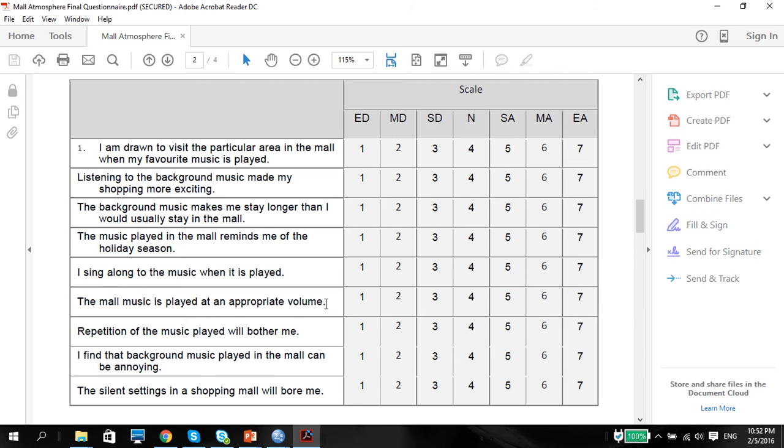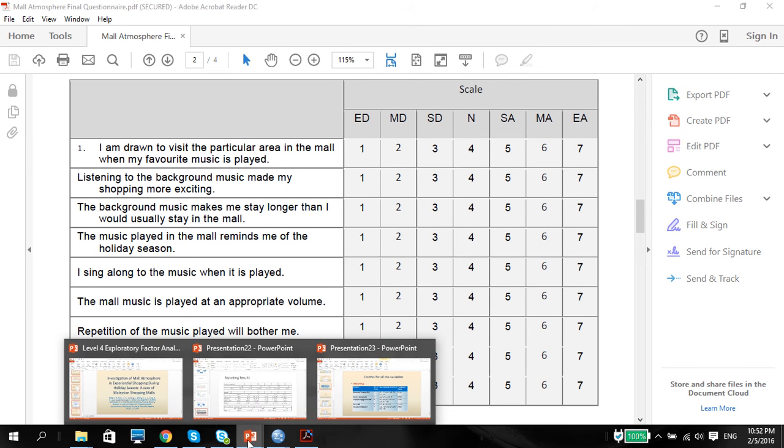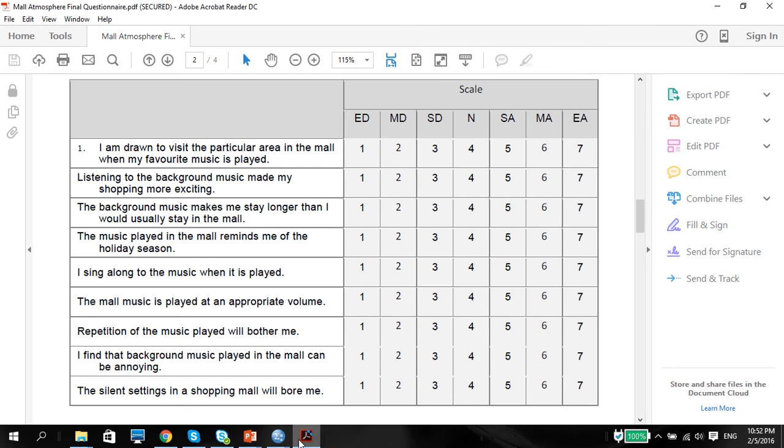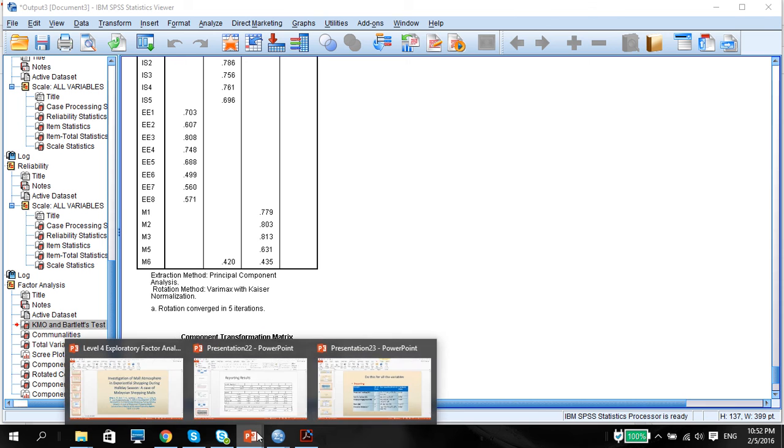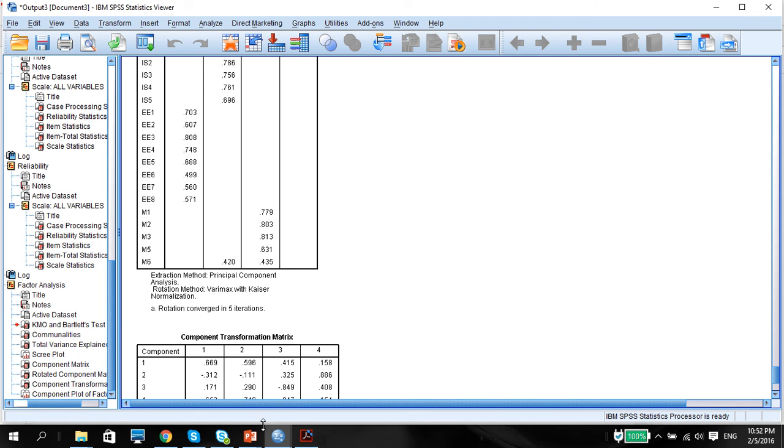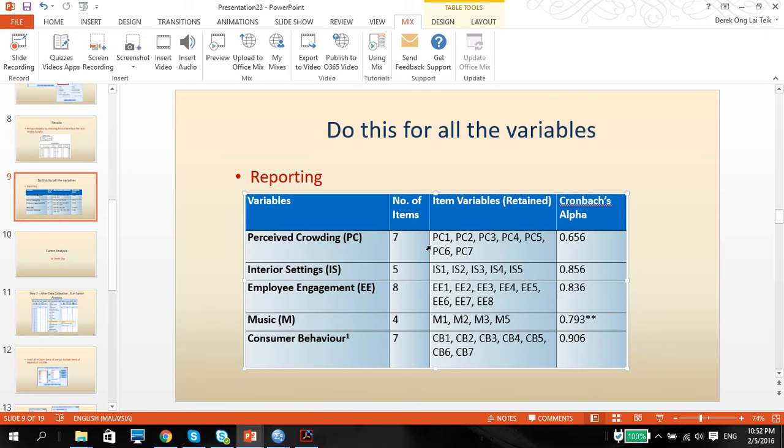So this is going to be a problem with a lot of multi-item scales. Usually the easiest way to deal with this problem is to just not use the item, because we have enough items in our data set. As long as we have 4 or 3, that would be good enough. So we don't need M6 actually. Okay, so therefore our final items for our factors will be this. So what we do now is to create our summated scales using these items. So let's do perceived crowding first with these 7 items.